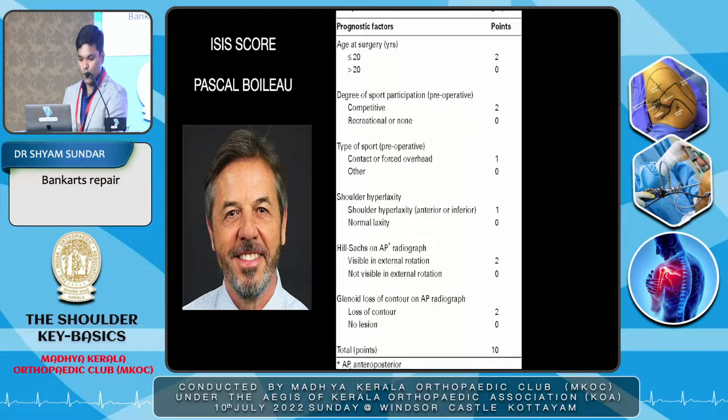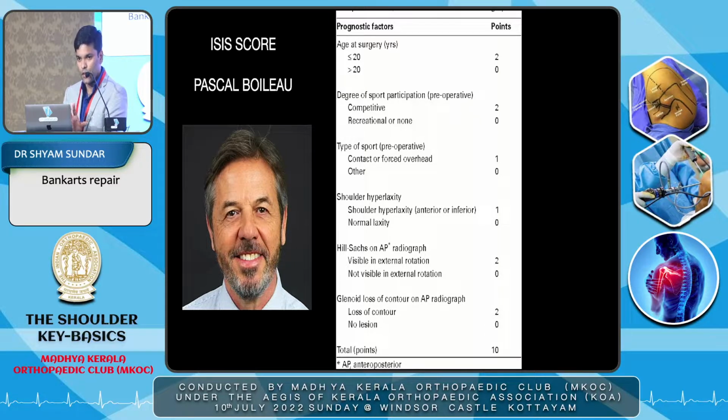So they came out initially with all these failures. Pascal Boileau in France put forth what is called the ISIS score. The reason is they had been operating on these patients with more than 20% bone loss and found out that they were failing. They wanted to find out, is there any other reason for the failure, and Boileau put forth the ISIS scoring, and it was put forth into 10 points. Anything less than 6, the patient can definitely go in with an arthroscopic procedure. Anything more than 6, the patient needs a bony procedure.